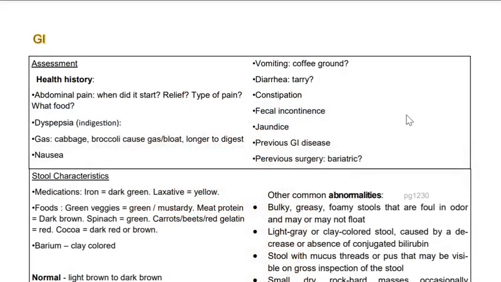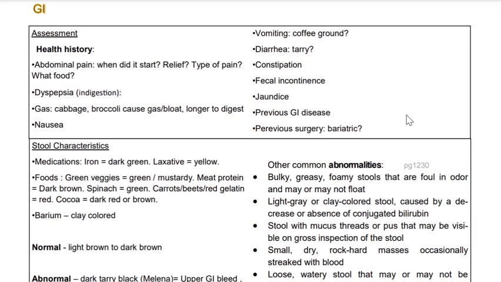But when we look over here, we're going to look at the GI tract and we're going to say, okay, what are some things we would assess, right? Number one, we're going to look at their health history, right? Make sure what's going on health-wise. We also are going to look at what kind of abdominal pain, like when did it start, what relieves it, is there a certain type of pain, is it sharp, what kind, right? And what foods do they eat? Those are all things we're going to ask. Dyspepsia is indigestion. A lot of times in the GI world, you'll see people have a lot of indigestion or they'll have GERD, which we'll talk about.